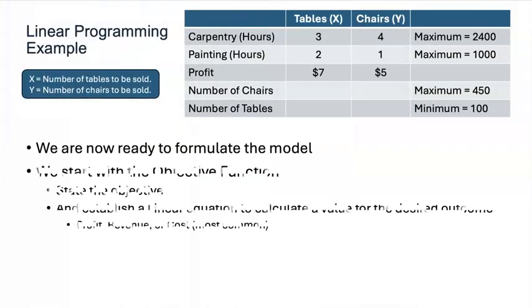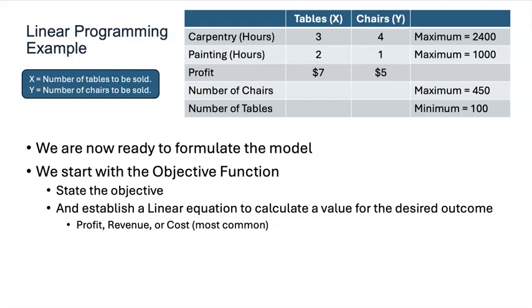So we are ready to formulate the model. We start with our objective function, and for the objective function we state the objective, which is to maximize profit, and we establish a linear equation to calculate the value for profit. Right, now we know that the most common outcomes are profit, revenue, or cost.